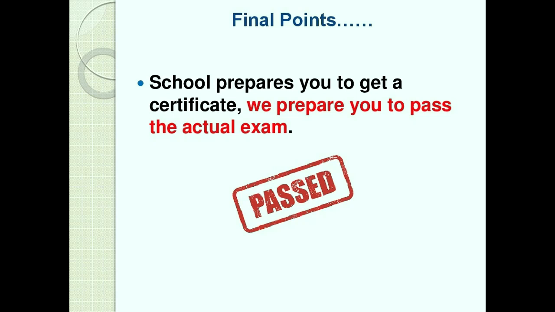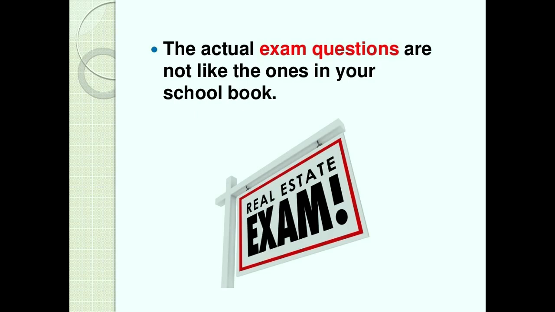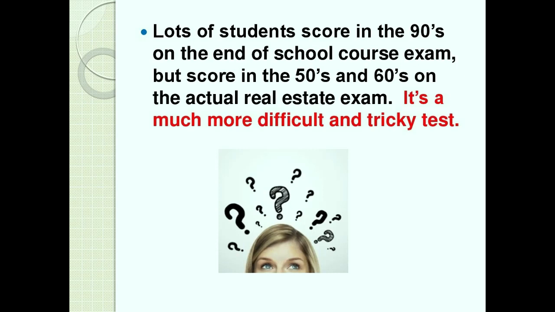As I can tell you, the actual exam questions are not like the ones in your school book. They're a lot trickier and more confusing and ambiguous. It seems like there's more than one correct answer choice on many of them. That's just how they do it. Why do they do it that way? Who knows? But that's the difference between what you had in school and what they do on the actual exam itself. A lot of times students do pretty well in school, scoring in the 90s or better on the end of course exam. But then they take that same knowledge and understanding, thinking they're ready for the state exam, and you start seeing scores in the 50s and 60s. It's just a much trickier and more difficult test.